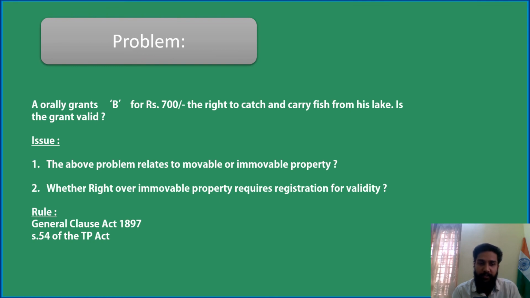So the first question: does the above problem relate to movable or immovable property? That is the first question that should come to our mind. The second is whether a right over immovable property requires registration for validity. Yes, it requires. So the rule that applies is General Clauses Act 1897, Section 54 of the Transfer of Property Act.